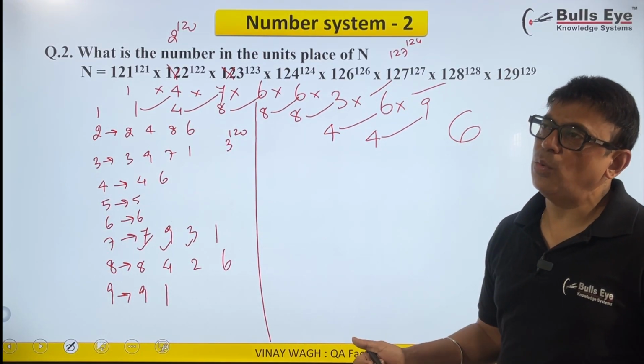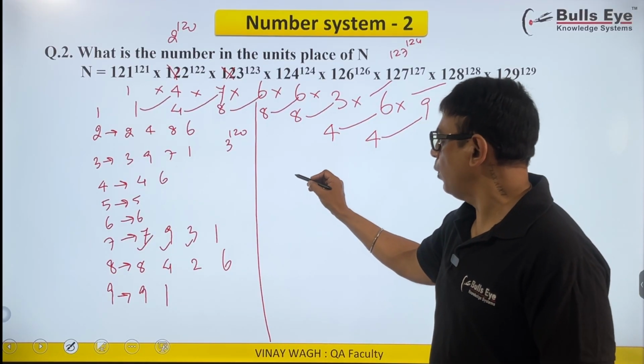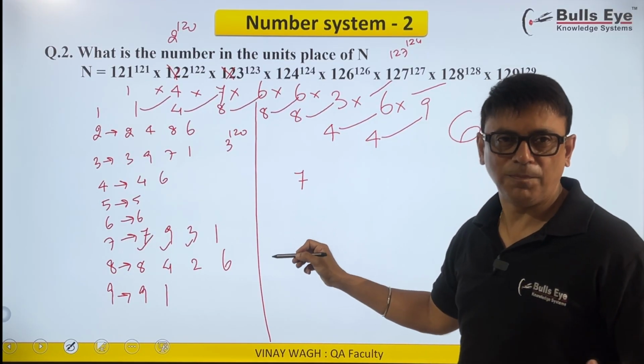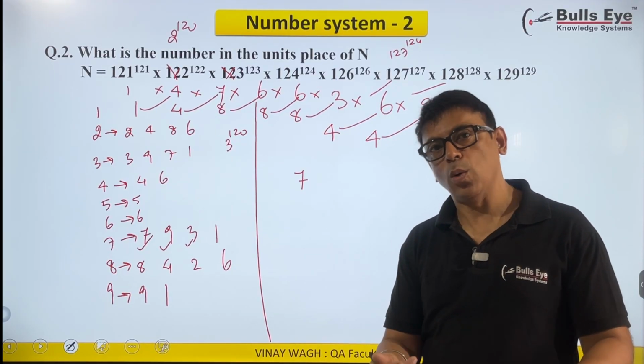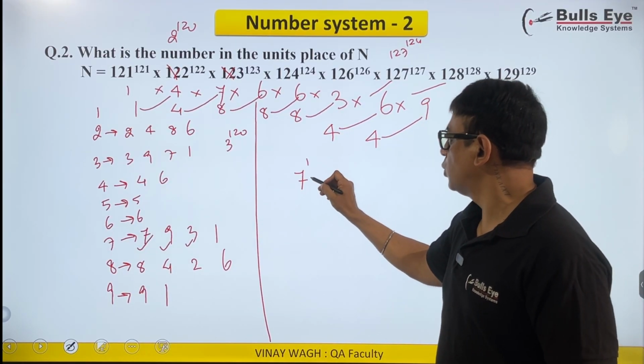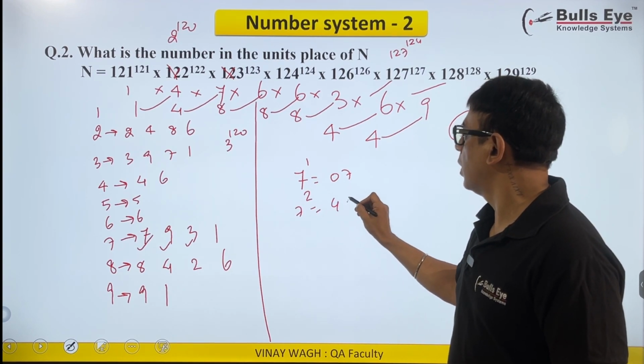So I was just telling you there are cases where they ask for the second last digit. So what you have to do in that case is, it works for 7. In case you don't know, you just have to try it out. How do you try it out? 7 raised to 1 is 07. 7 raised to 2 is 49.